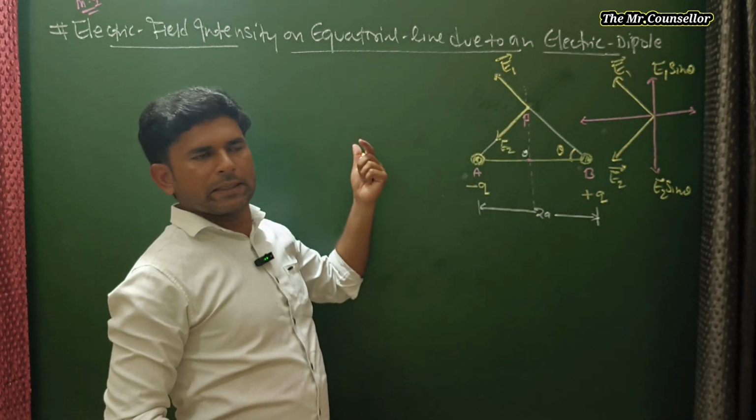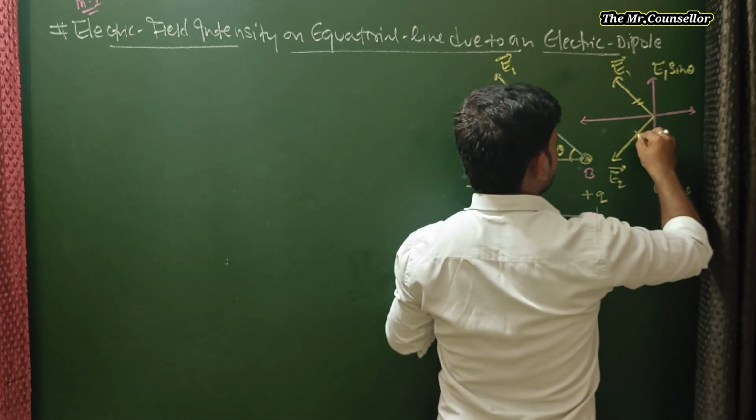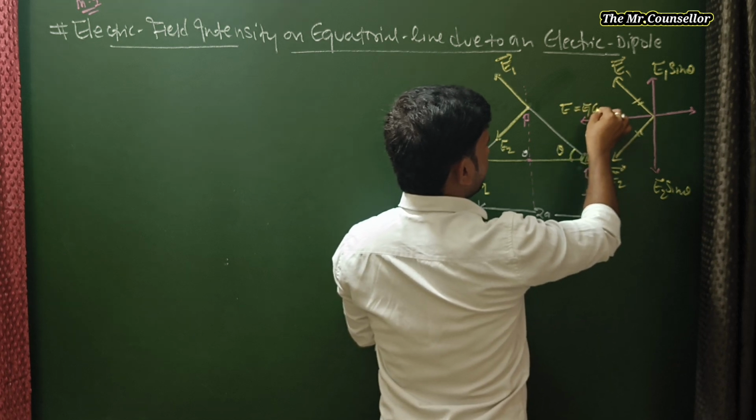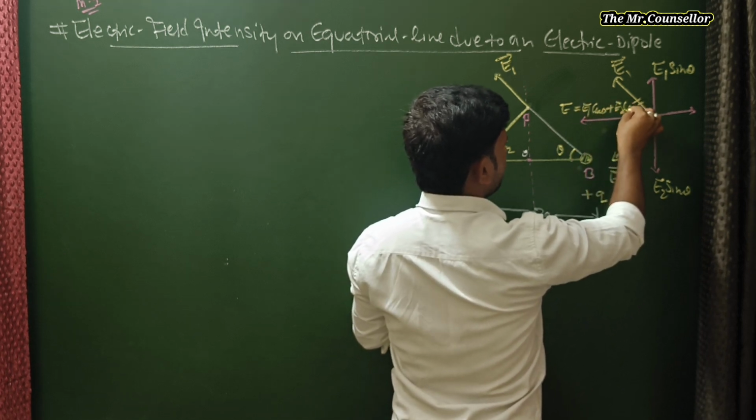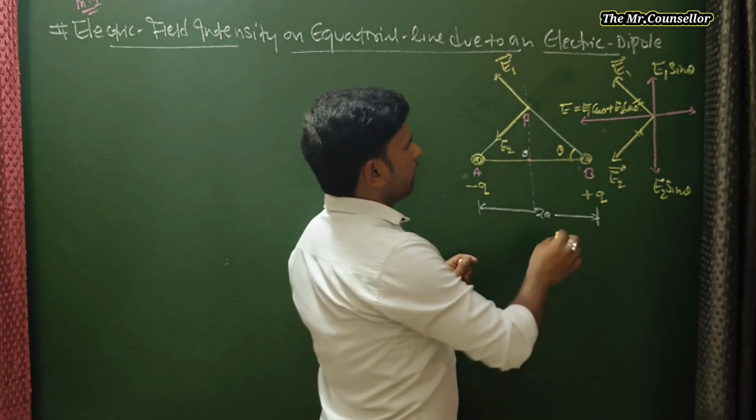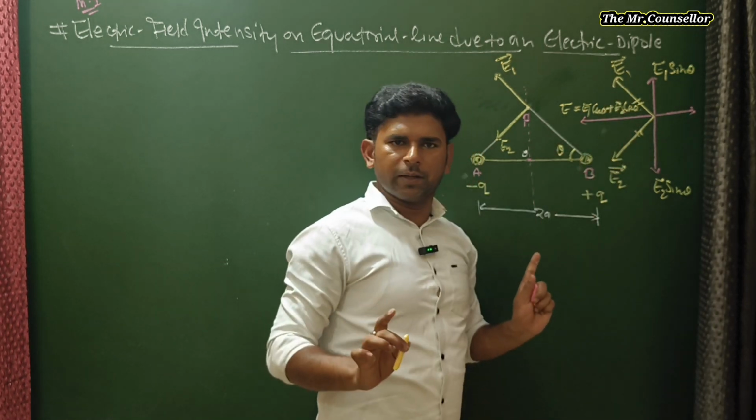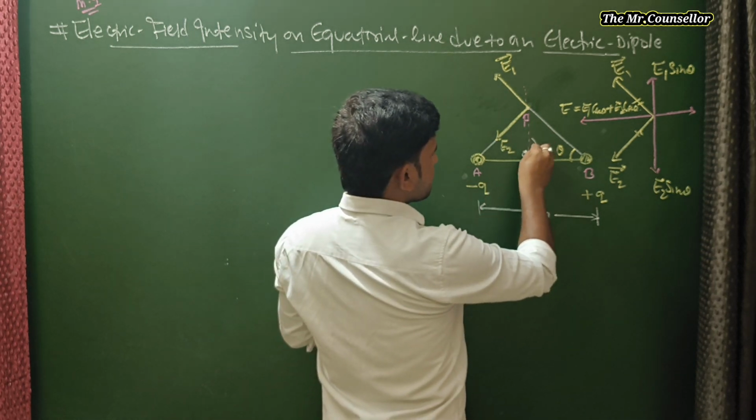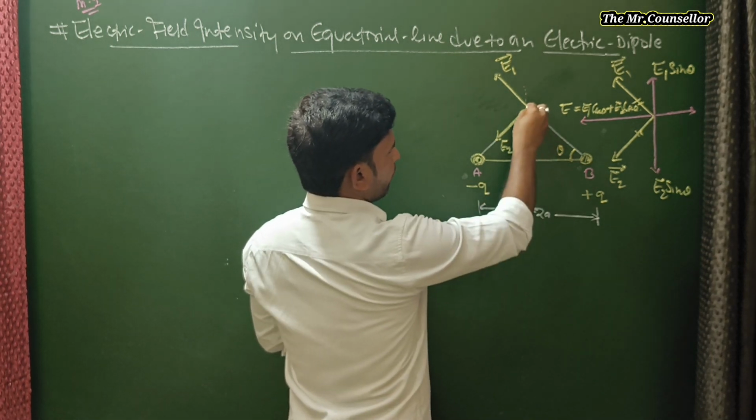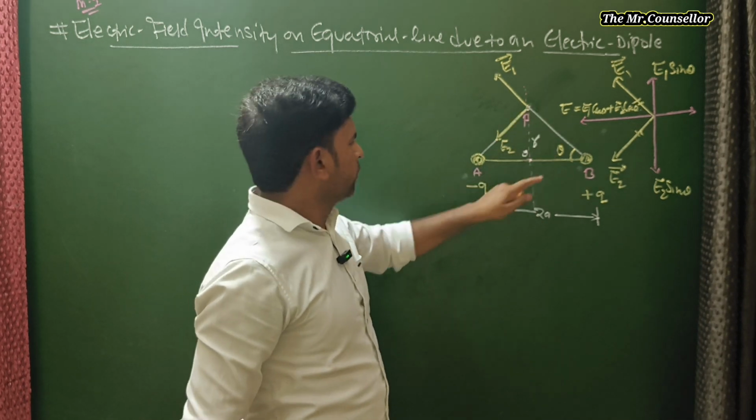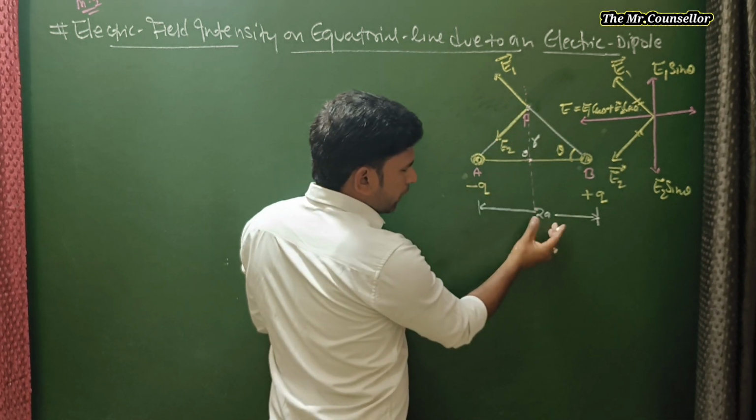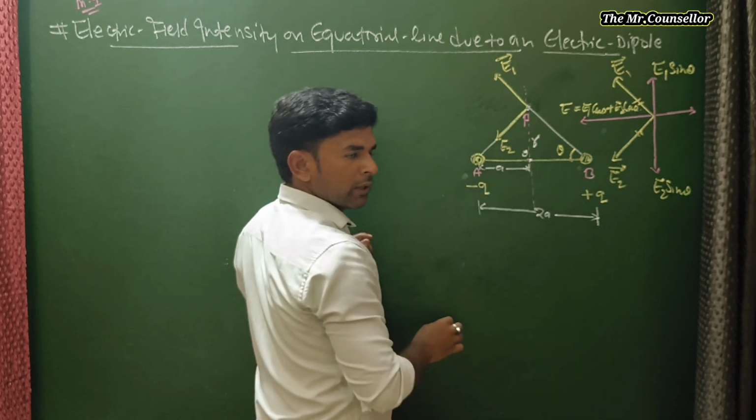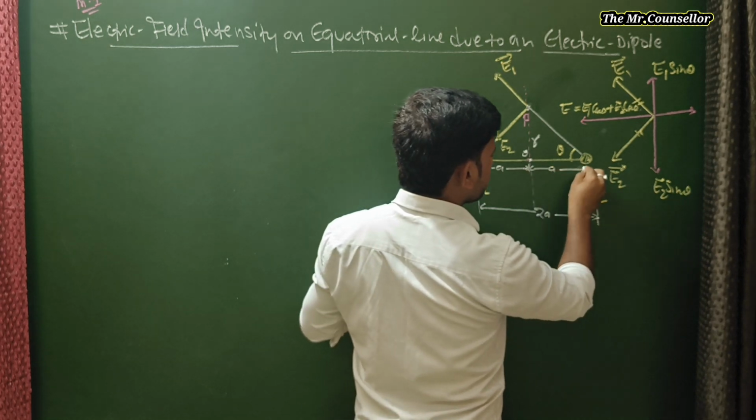So now you are going to get the resultant. It will be E equals E1 cos theta plus E2 cos theta. Is it okay or not? Both E1 and E2 will be the same. How can we say it will be the same? For that, consider this distance O to P as r. This total is 2a, so from here to here will be a, yes or no? And similarly from here to here will also be a.